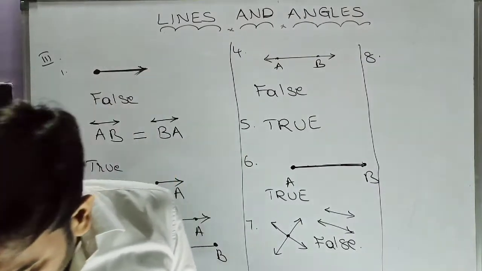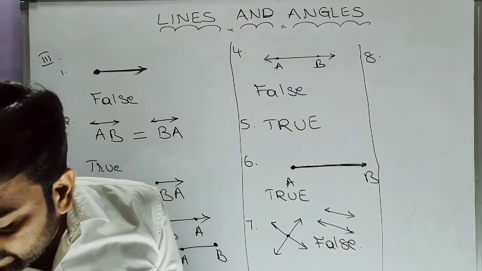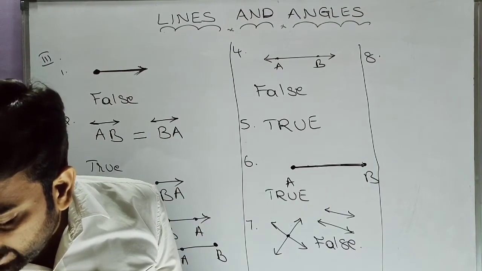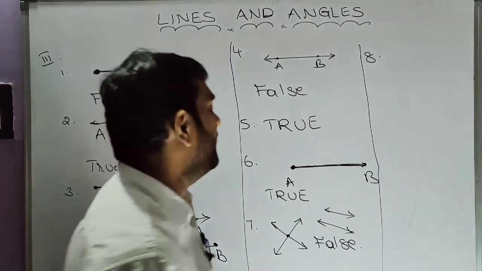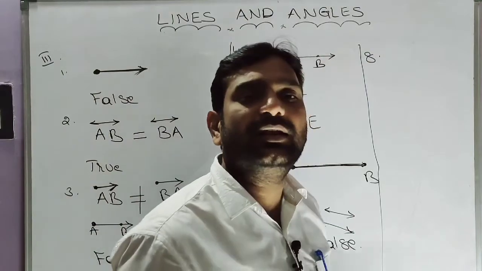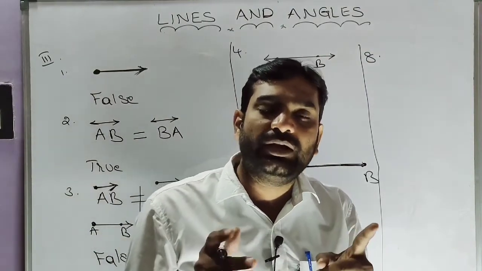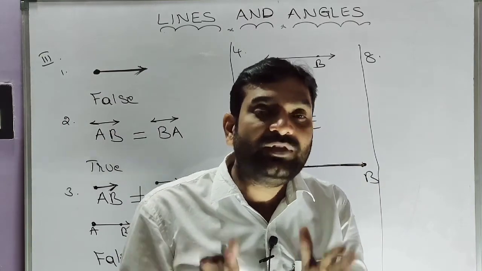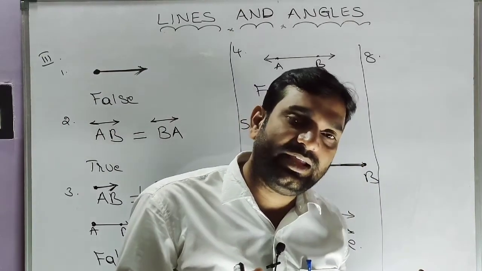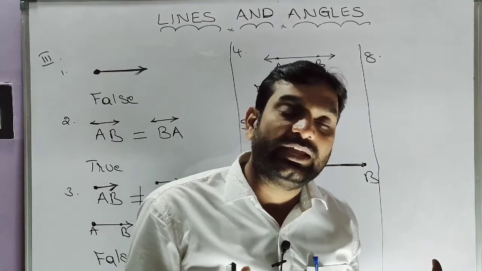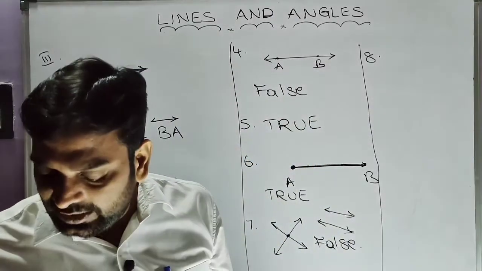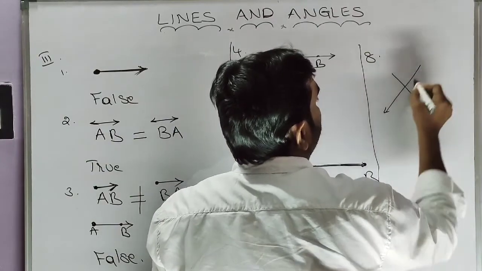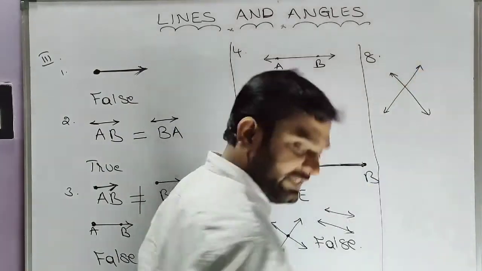Next one. Two intersecting lines cannot both be parallel to the same line. What is parallel? If two lines have no common point. If they have a common point, they are intersecting lines. Now here the statement is given, two intersecting lines. These two are the intersecting lines.